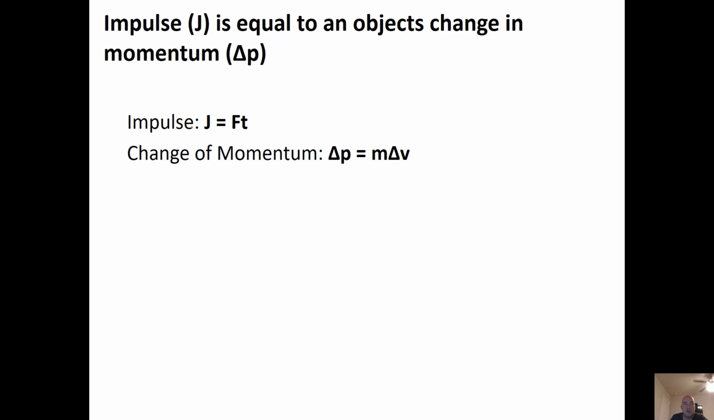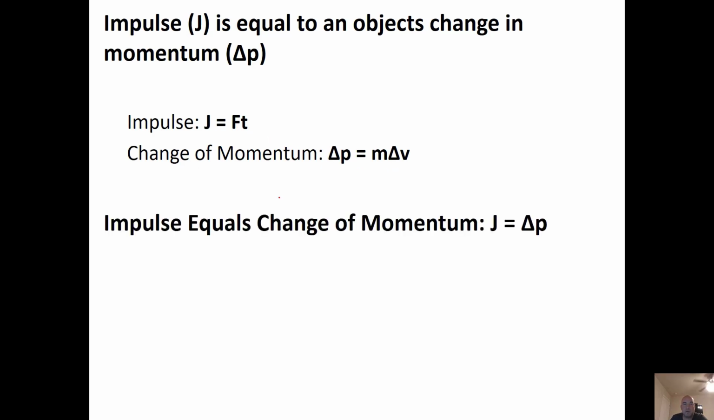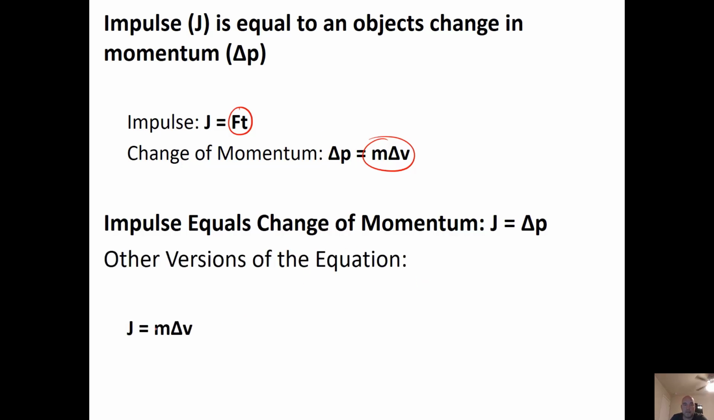Impulse is equal to an object's change in momentum. So let's take a look. Impulse is that equation, and change in momentum is that equation. When we set it up so that impulse equals change in momentum, we're going to expand that and make Ft equals mv squared. So impulse equals the change in momentum. This is impulse not expanded, and it's change in momentum expanded.